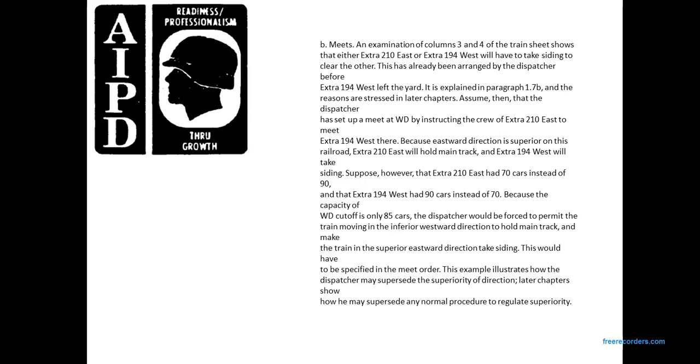Suppose, however, that extra 210 east has 70 cars instead of 90 cars, and extra 194 west has 90 cars instead of 70. Because the capacity of the west siding at Wildwood cuts off at only 85 cars, the dispatcher would be forced to permit the inferior westward train to hold the main track and make the superior eastward train take the siding. This would have to be specified in the meet order. The example illustrates how the dispatcher may supersede the superior direction; later chapters show how they may supersede a normal procedure to regulate superiority.